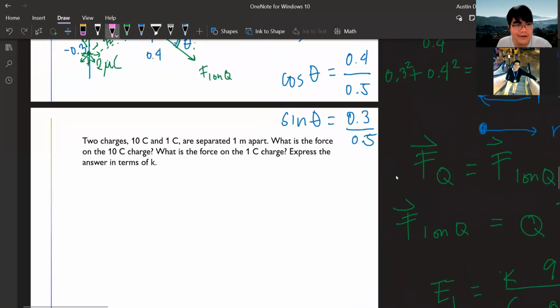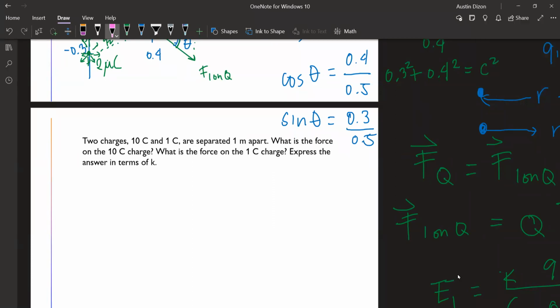Sana gising pa kayo. So, ito, 2 charges, 10 coulombs and 1 coulomb, separated by 1 meter. What is the force on the 10C charge? What is the force on the 1C charge? Express your answer in terms of K. Okay. Sige, magtatanong tayo.